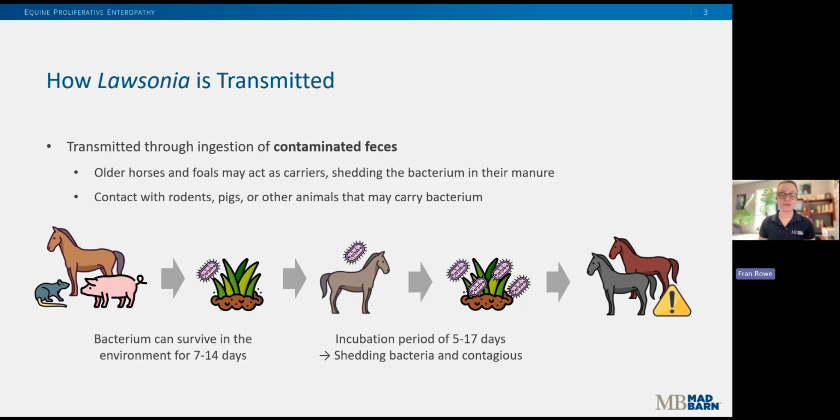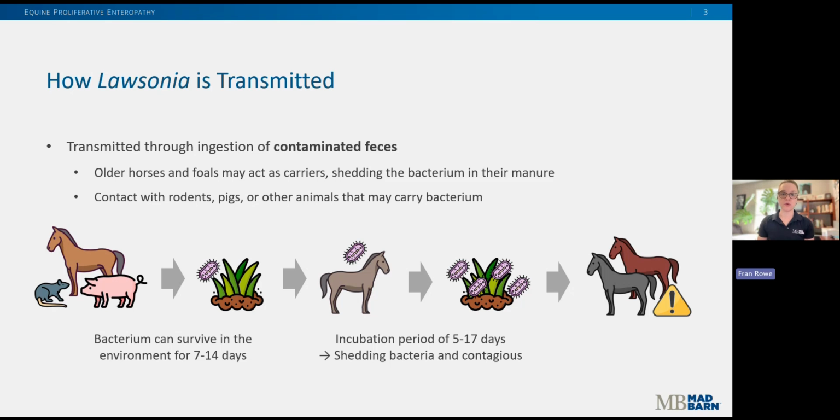We understand that Lawsonia intracellularis is transmitted through the fecal-oral route, meaning the foal consumes feeds or forages contaminated with feces containing this bacterium. What we're not 100% sure about is who's doing the contaminating. We think that older horses or potentially some other foals in a herd may act as asymptomatic carriers of the bacterium, so they'll shed it in their manure.